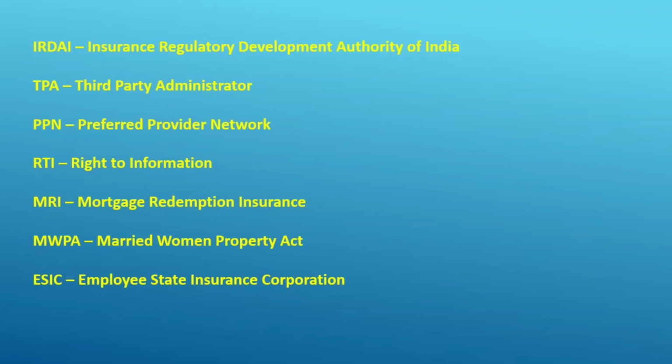We need to see some abbreviations also. IRDAI, Insurance Regulatory and Development Authority of India. TPA, Third Party Administrator. PPN, Preferred Provider Network. RTI, Right to Information. MRI, Mortgage Redemption Insurance. MWPA, Married Women's Property Act. ESIC, Employees' State Insurance Corporation.